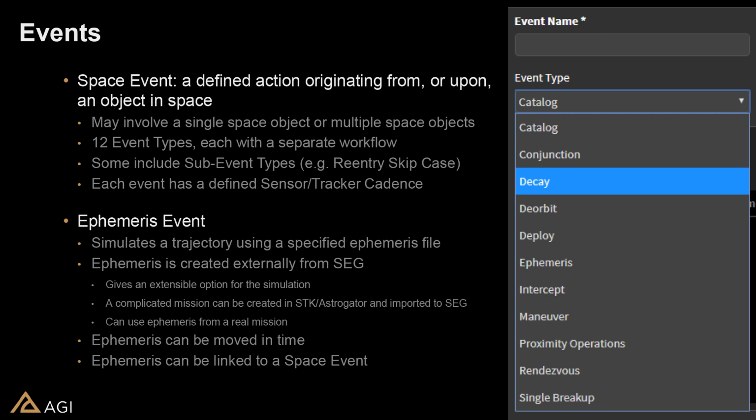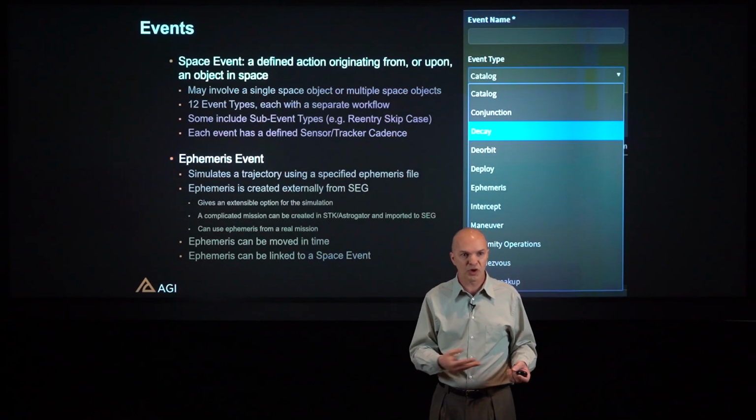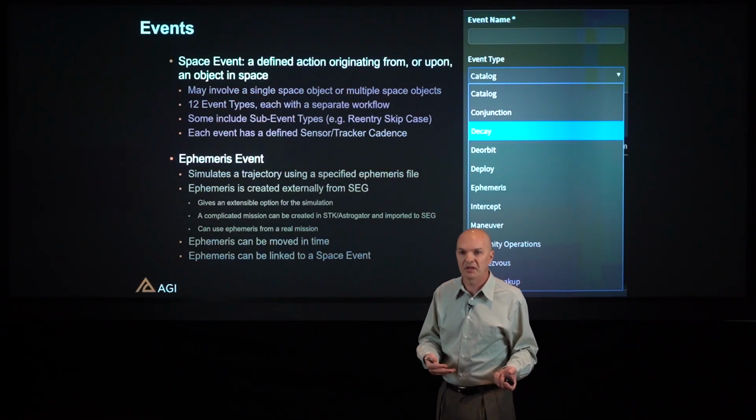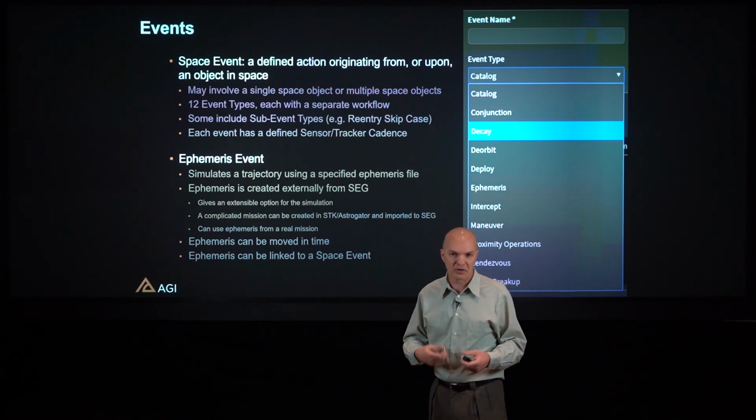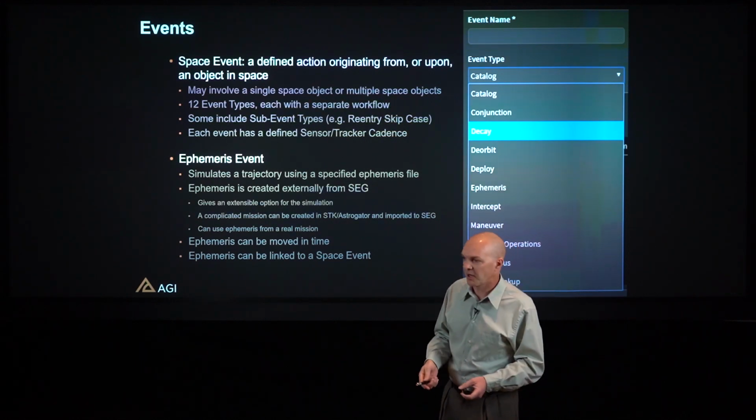Each event in SEG has a sensor cadence that's defined for it. And again, we talked about that the sensor cadence is what dictates how many observations are going to be generated for each of those objects within that event. These observations are what a sensor tracking network is going to produce as data that would then be fed to an operator to process if they're doing orbit determination.